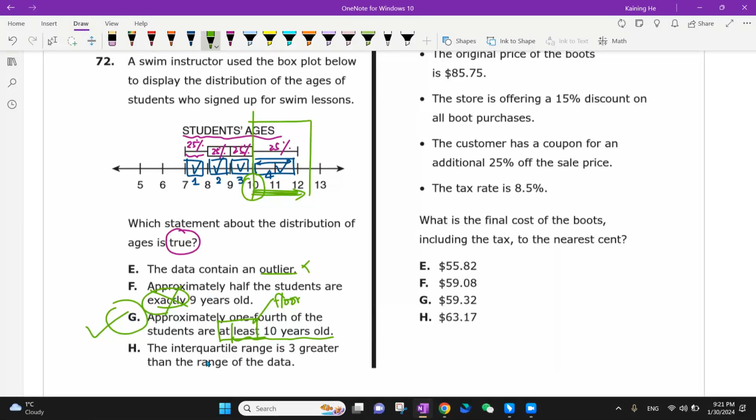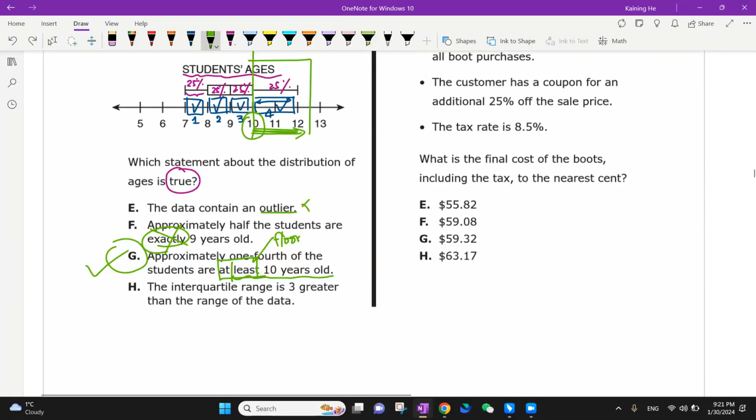It says the interquartile range is 3 greater than the range of the data. Now again, the interquartile range is just the middle 50%. So in here, we're going to have the yellow. Let's go ahead and box up the yellow. These are going from 8 all the way to 10. So this interquartile range is 2. What was that? I go from 8 to 10. So interquartile range is actually 2.